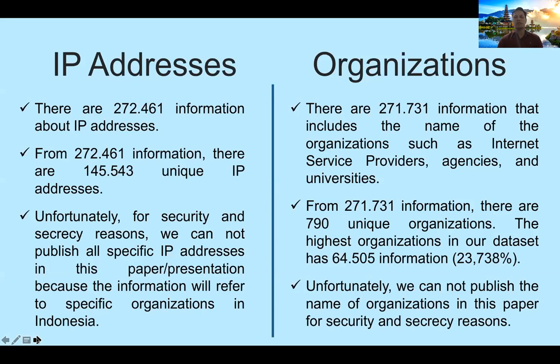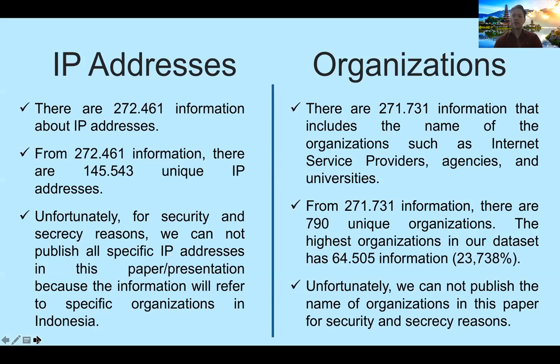Next are IP addresses and organizations. For IP addresses, there are 272,461 pieces of information. From this, there are 145,543 unique IP addresses. Unfortunately, for security reasons, we cannot publish all specific IP addresses in this paper or presentation because this information will refer to specific organizations in Indonesia.